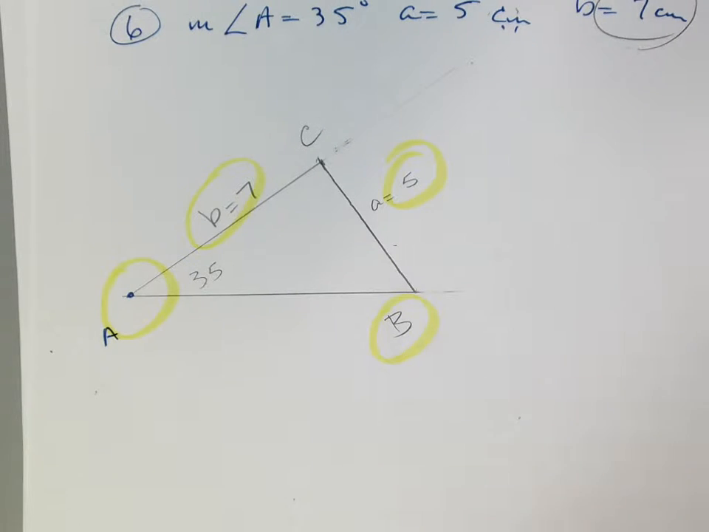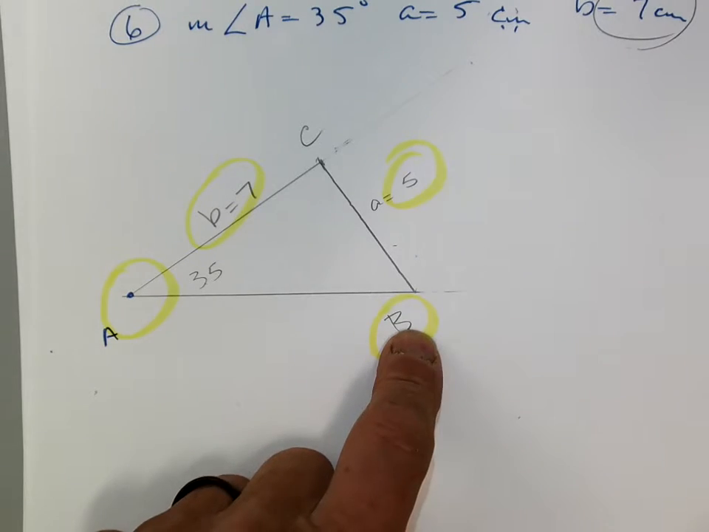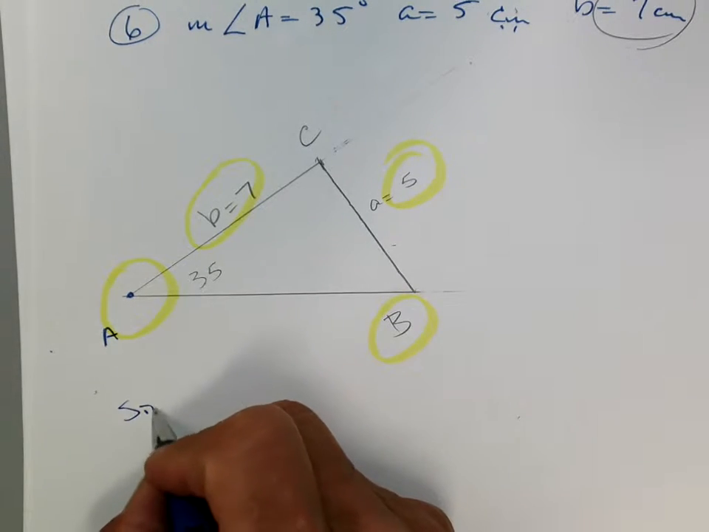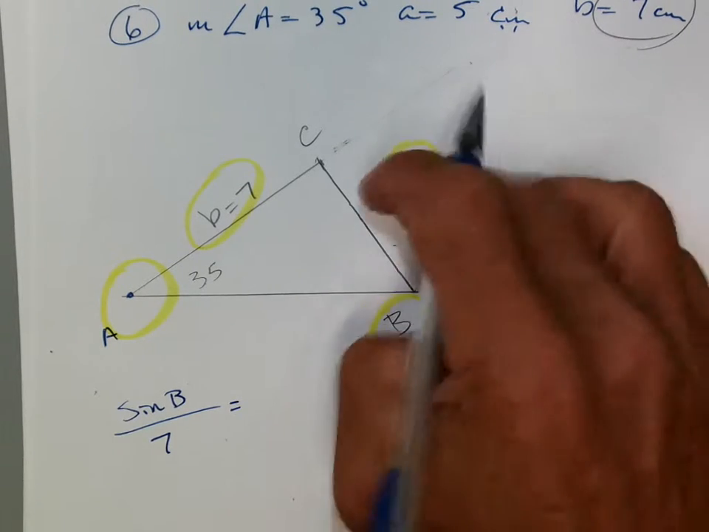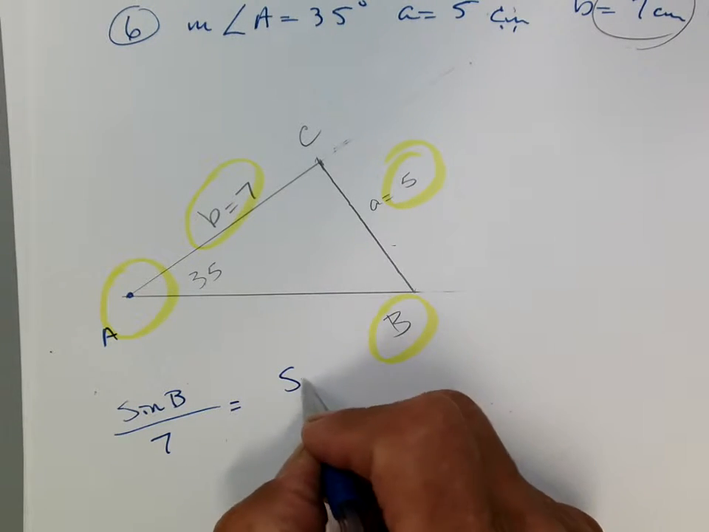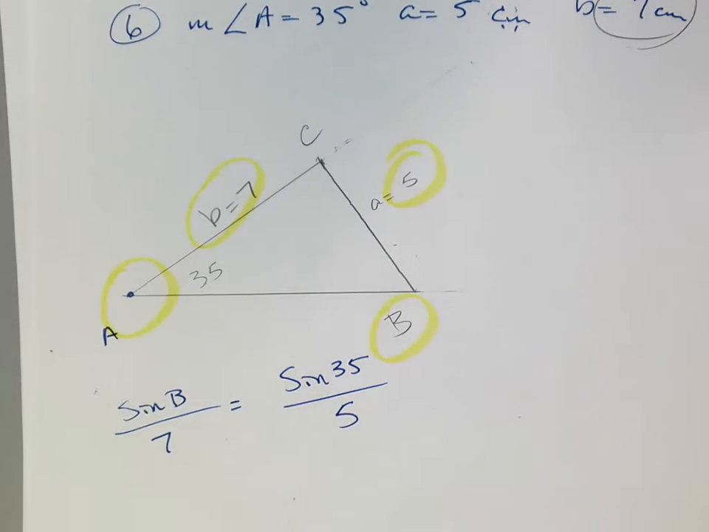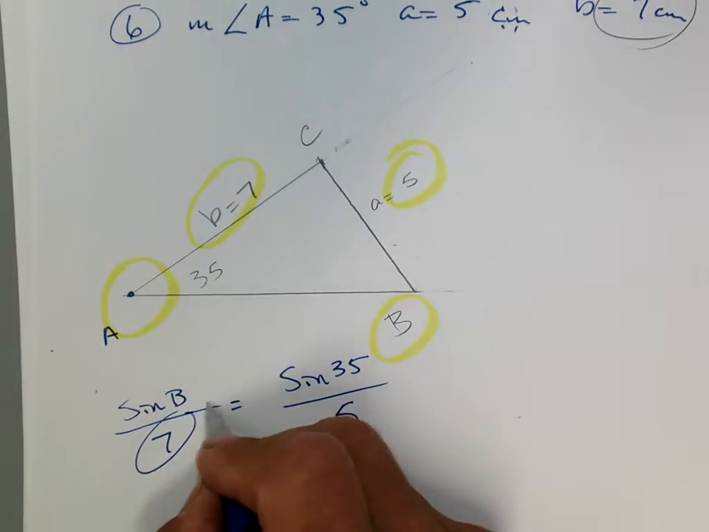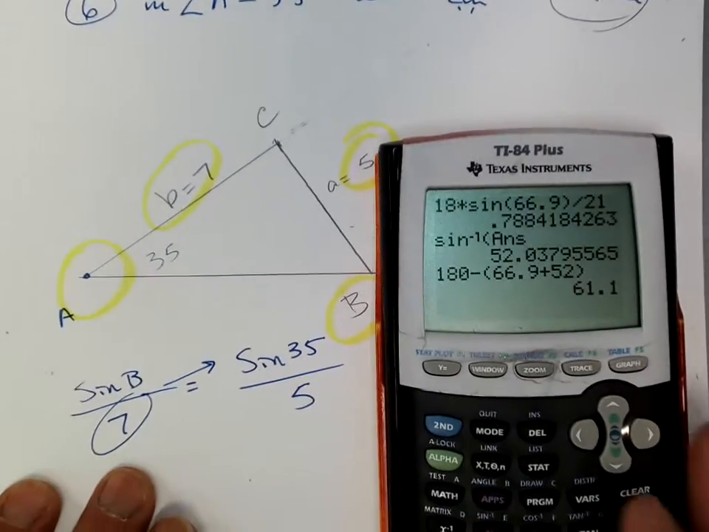So I have my opposites. I'm going to find angle B, so I'll go sine of B over 7 equals sine of 35 over 5, right? Law of sines is just opposites. It's easy. I'll multiply up the 7, and I'll use my calculator.